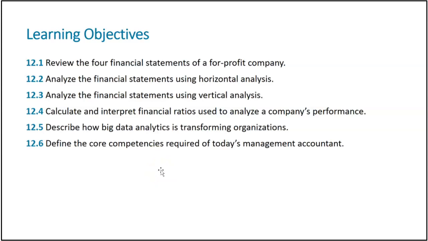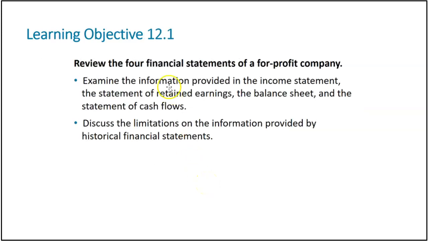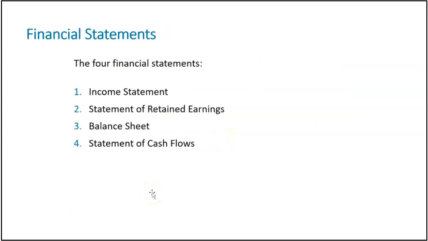of a management accountant. So the 4 financial statements, we've got the income statement, statement of retained earnings, balance sheet, statement of cash flows. Now remember, these are the 4 required statements by all public organizations, okay? These 4 statements, this is what's required. And we'll talk a little bit about the limitations on what's provided here. So income statement, statement of retained earnings, balance sheet, and statement of cash flows, okay?